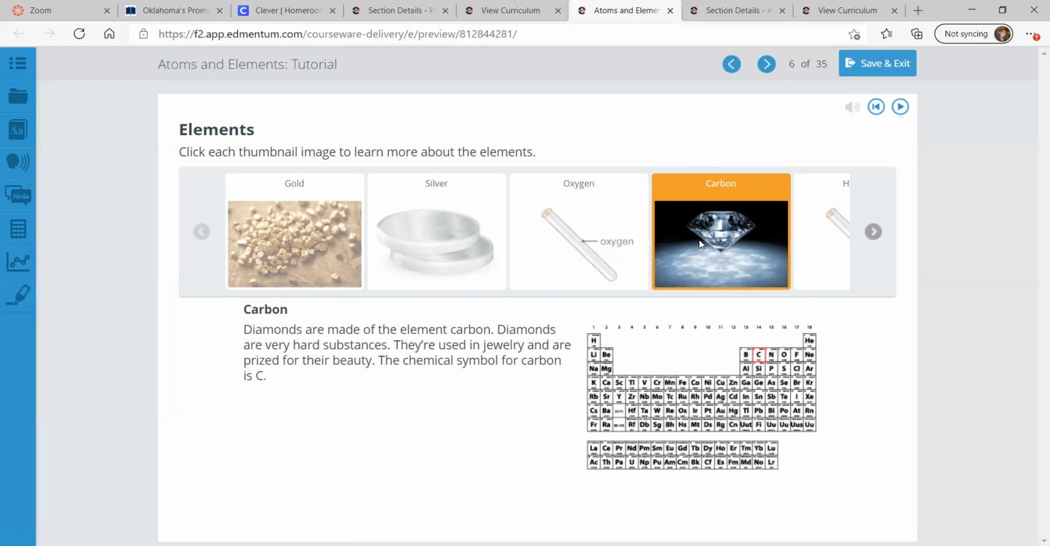Carbon. Diamonds, if you've ever seen a diamond before, are made of the element carbon. Diamonds are very hard substances, and they're used in jewelry and are regarded for their beauty. And the chemical symbol of carbon is C. But so much of life is made up of carbon. It's not just in diamonds.